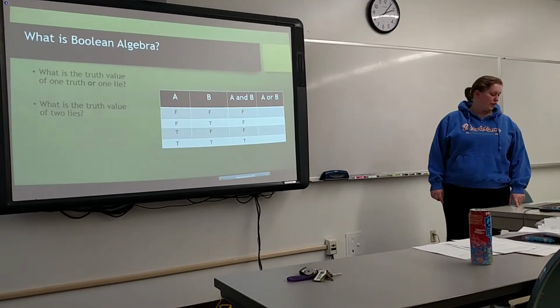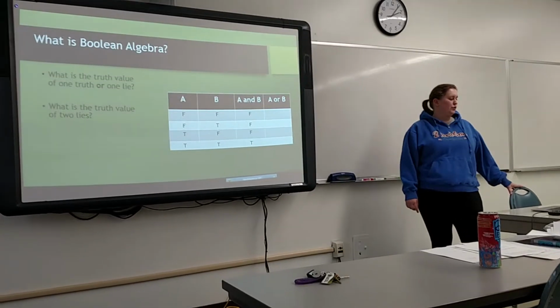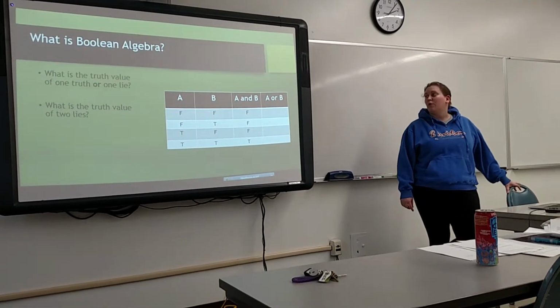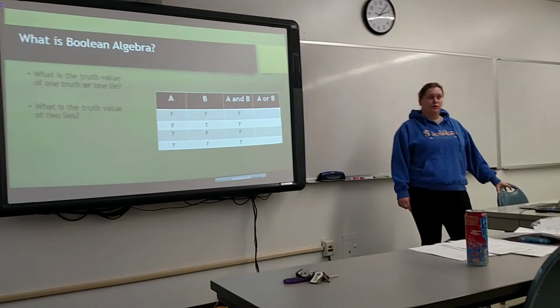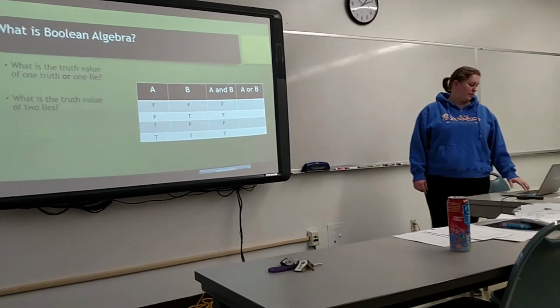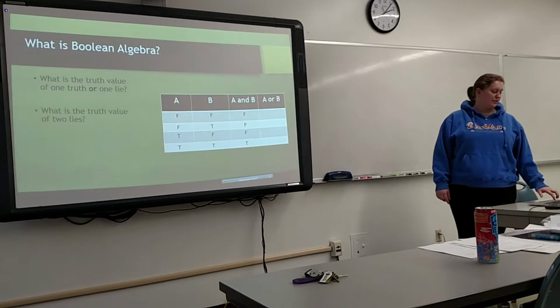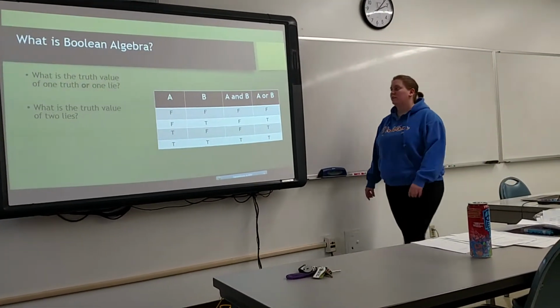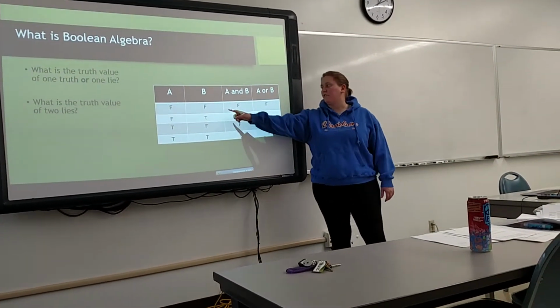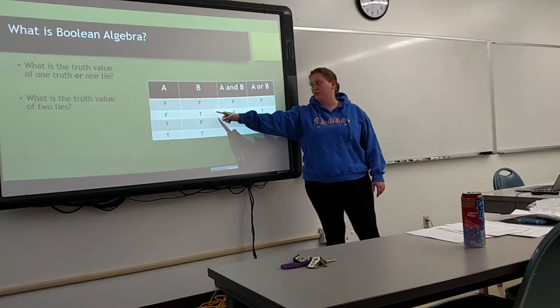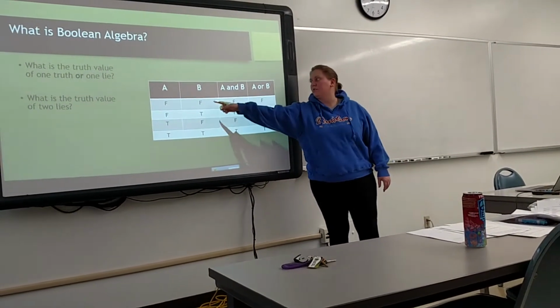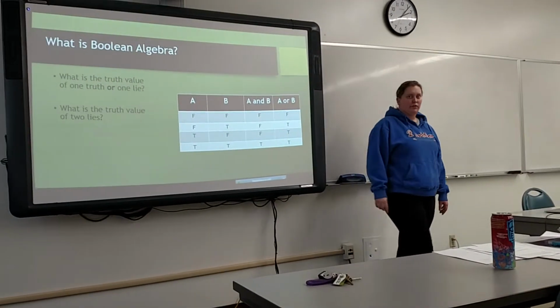Is or. So if we have two truth values, one truth or one lie, that one's going to be true because it's an or statement. And the truth of two lies is still false. So to make it easier to understand, if it's got one T in it, or one true, it is true. The only reason it's false is if they're both false.